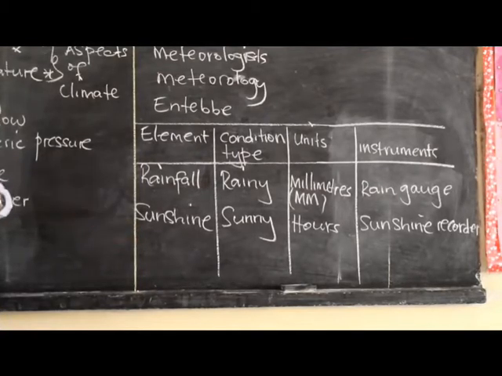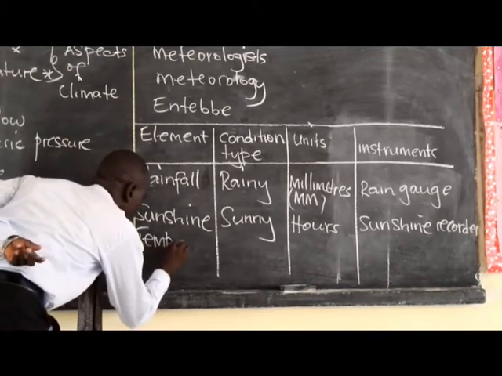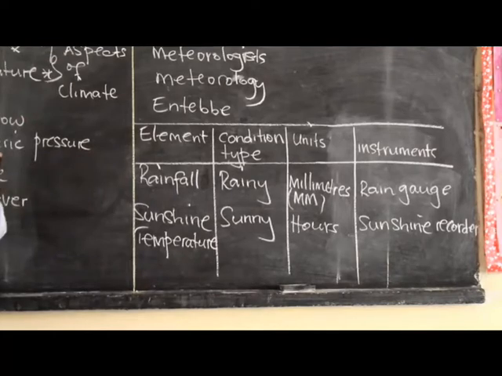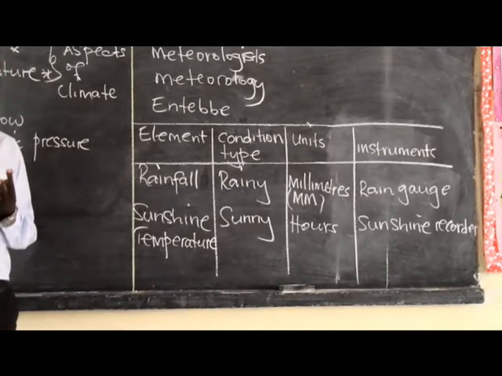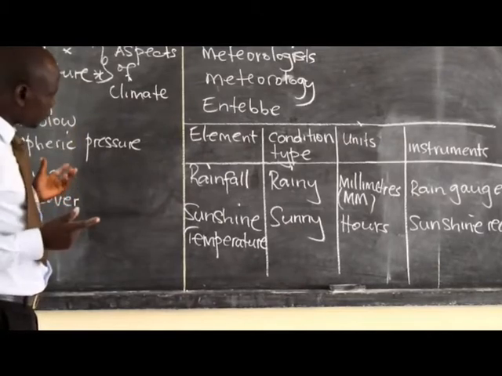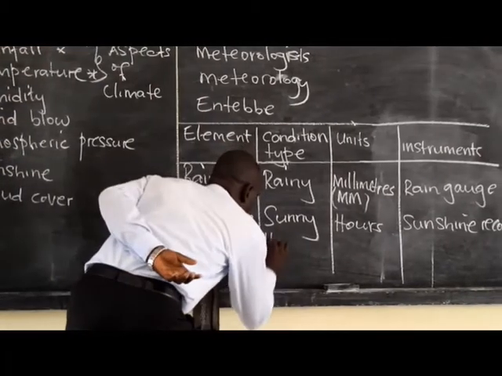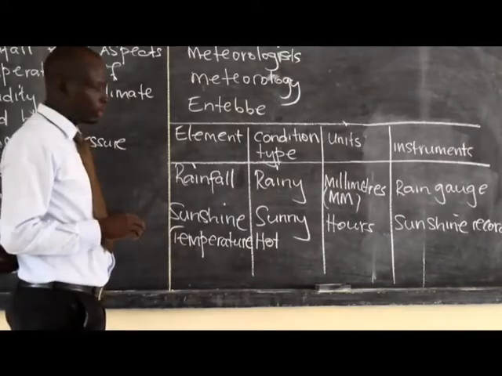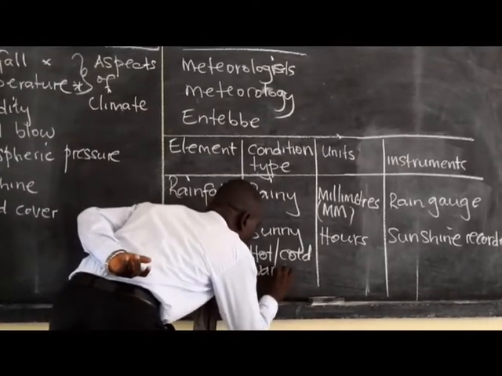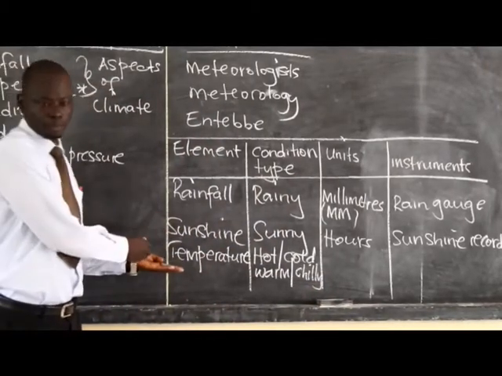Now let's look at the next element, which is temperature. With temperature, the conditions you are going to get are either hot, warm, cold, or chilly at times. So, you don't have a specific one. You can say the weather is hot, the weather is cold, the weather is warm, or the weather is chilly. So those are the conditions that we get from temperature.